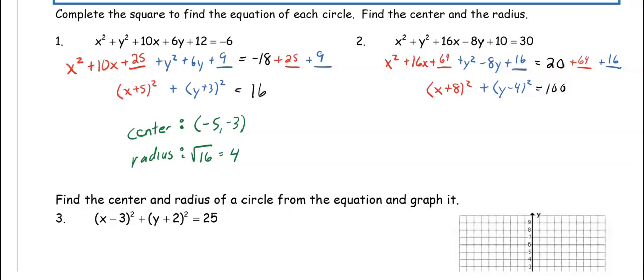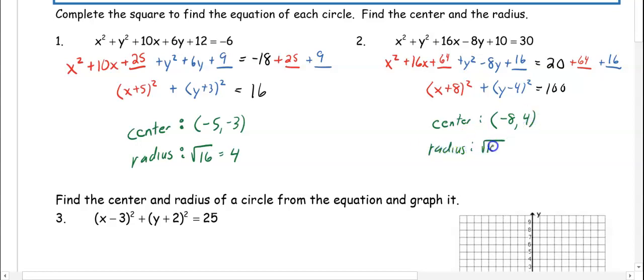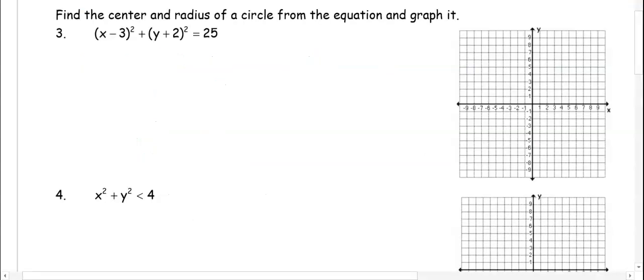Now to find our center, we're going to take the opposite signs. So we would have (-8, 4). And our radius is the square root of 100, which is 10. Now we're going to graph the circle.